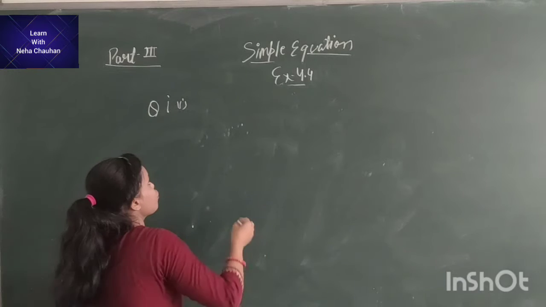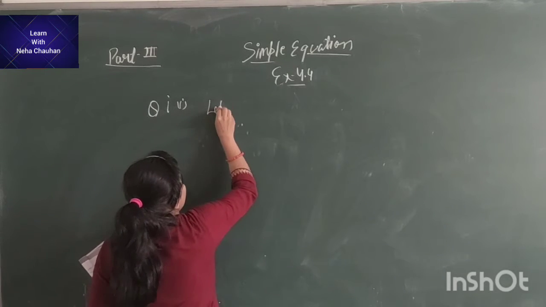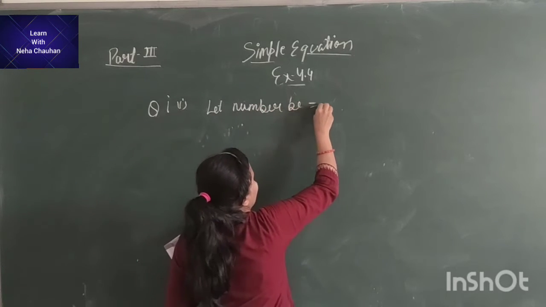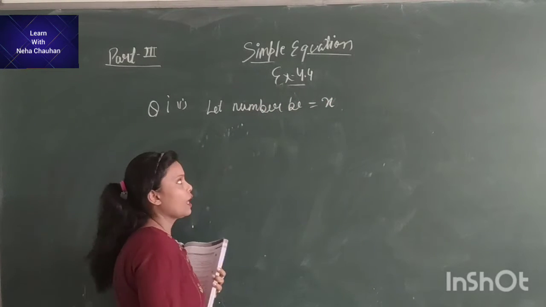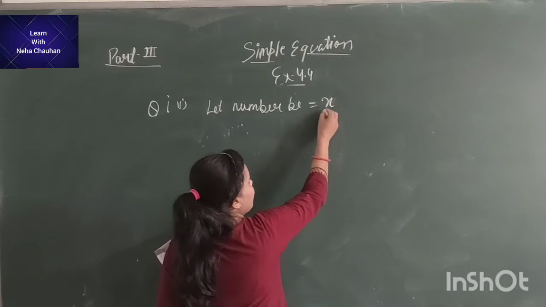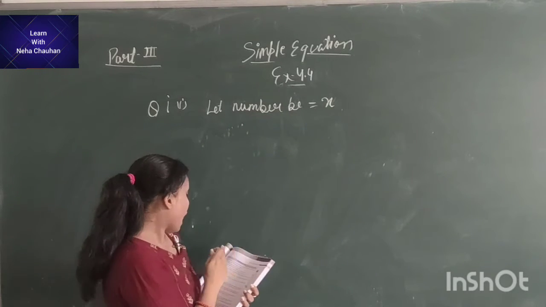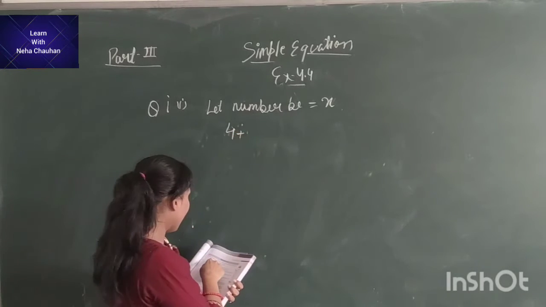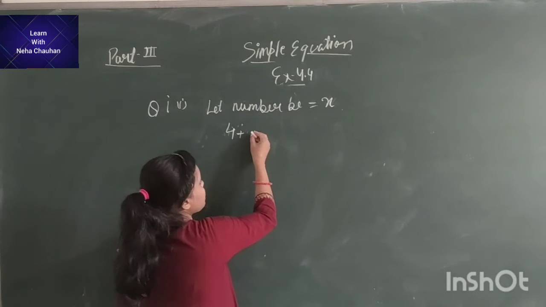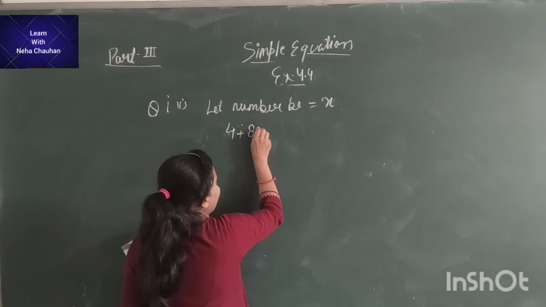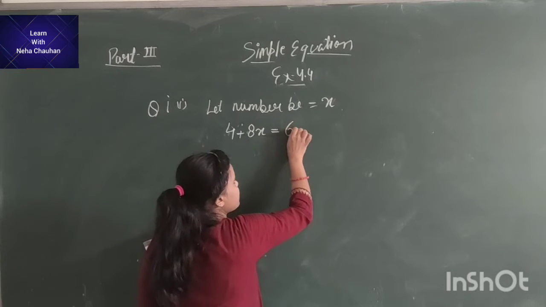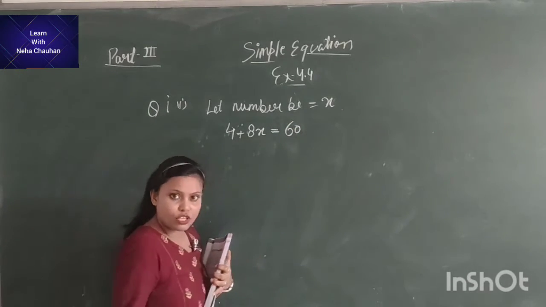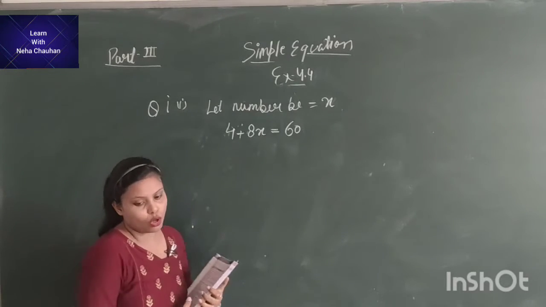First part says: add 4 to 8 times a number, you get 60. Suppose the number is x. So add 4 to 8 times a number. 8 times means multiply 8 by x, and we get 60. Now we get the equation of the statement. Now we have to solve it.